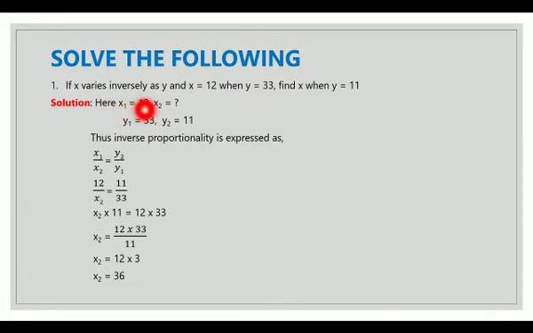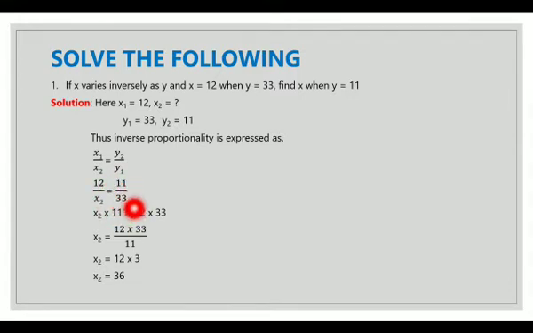Here x1 equals 12, y1 equals 33, x2 we need to find out, and y2 equals 11. Thus inverse proportionality is expressed as x1 upon x2 equals y2 upon y1. Now we need to just substitute the values. So x1 that is 12, 12 upon x2 equals y2 is 11, 11 upon y1 that is 33. So we get 12 upon x2 equals 11 upon 33.